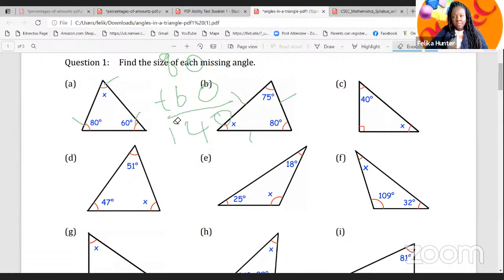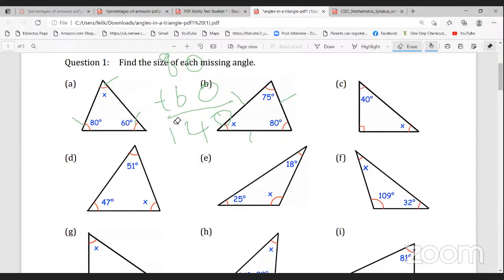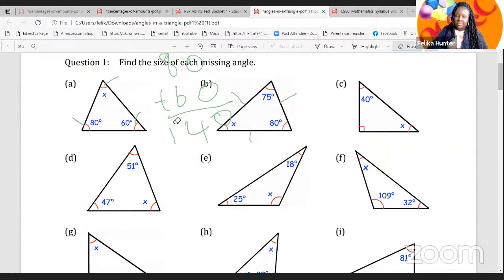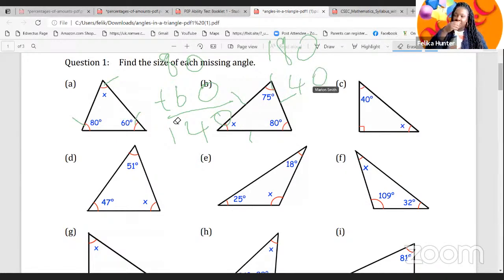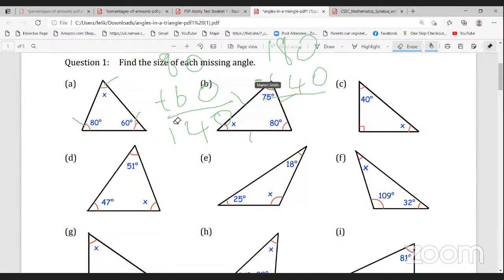And when you get 140, you know that all your angles in a triangle add up to 180. So you can place it at 180. So you subtract 140 from 180. Yes, miss. And you get 40. And that's the missing angle.